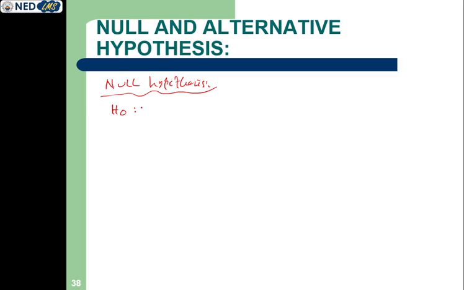The null hypothesis is always defined in the form of equality, for example, mu equal to mu naught. We discussed the population mean: mu is the population mean, and mu naught is the value of the population mean. The null hypothesis is always defined in the form of equality, or mu greater than or equal to mu naught, or mu less than or equal to mu naught. So this is all about the null hypothesis.